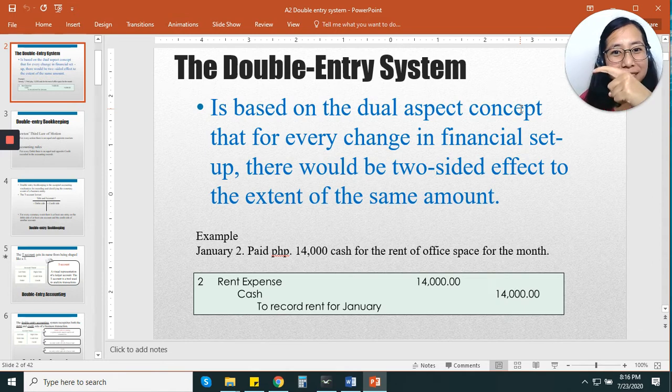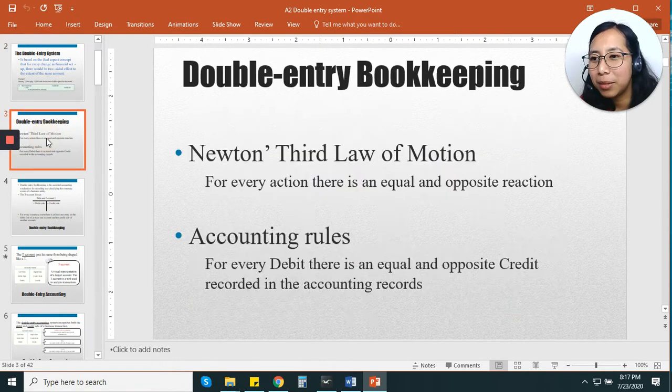And today we will discuss the double entry system. This double entry system is an accounting system used in recording transactions. It is based on the dual aspect concept that for every change in financial setup, there would be a two-sided effect to the extent of the same amount. It is similar to Newton's third law of motion.